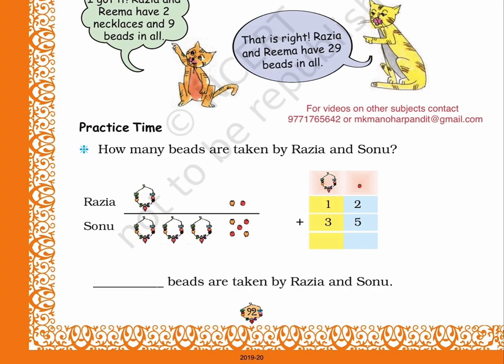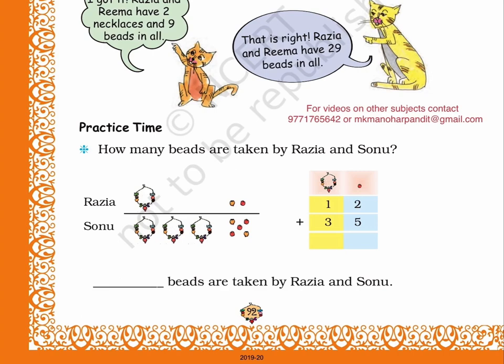Row 1, column 1, necklace indicating tens, and column 2 has single bead indicating unit. Row 2, column 1, number 1 is written. Column 2, number 2 is written. Row 3, column 1, number 3 is written. Column 2, number 5 is written, and there is plus sign in front of number 3. Row 4 has blank spaces in both columns for writing answers.